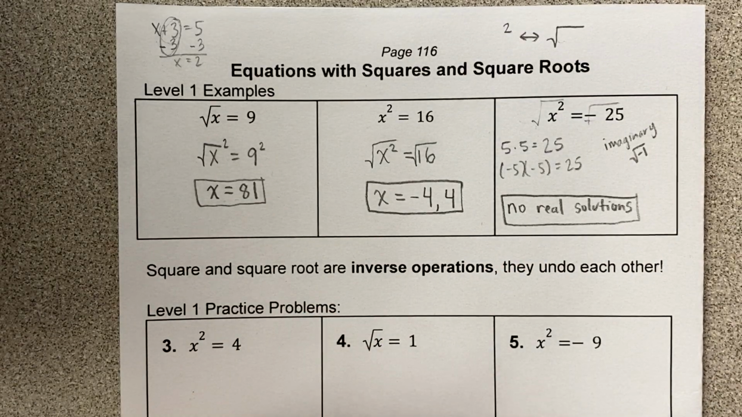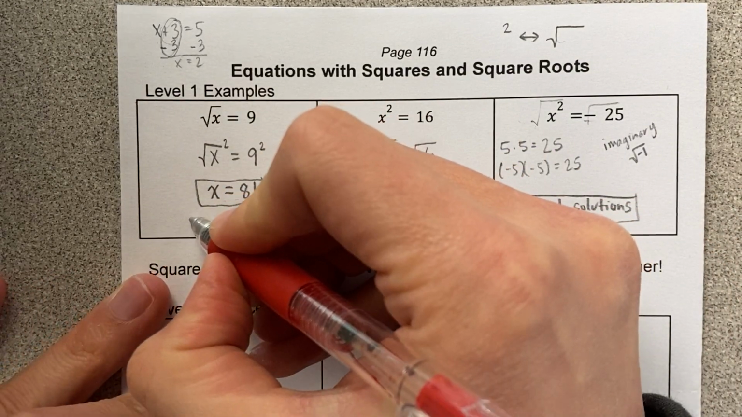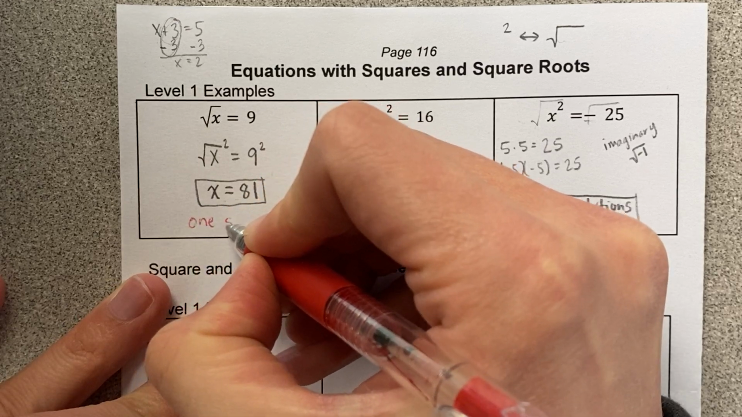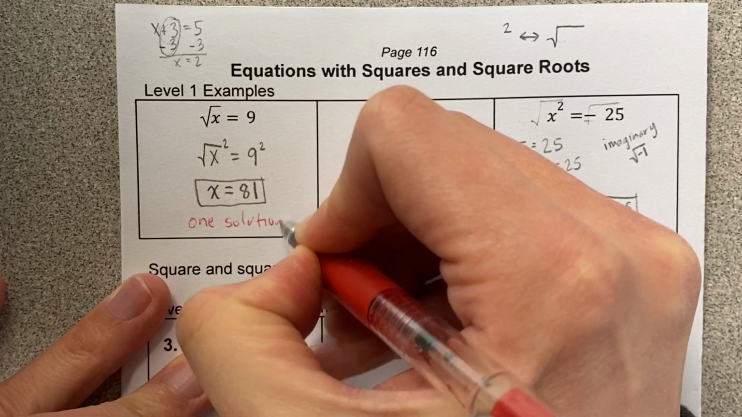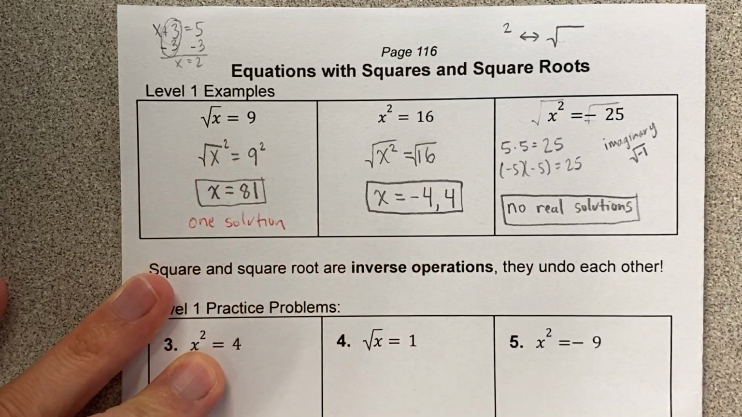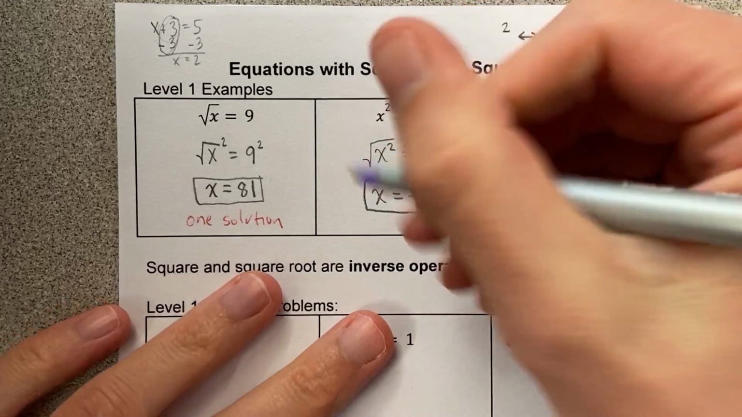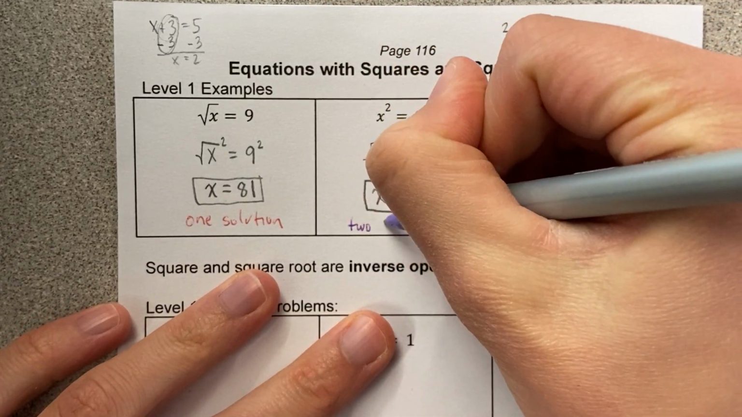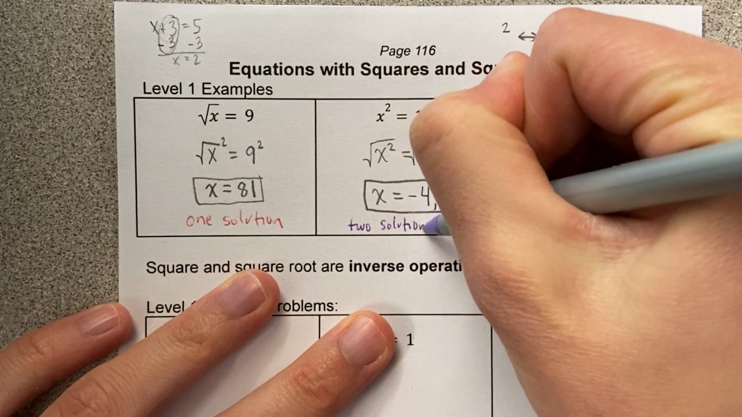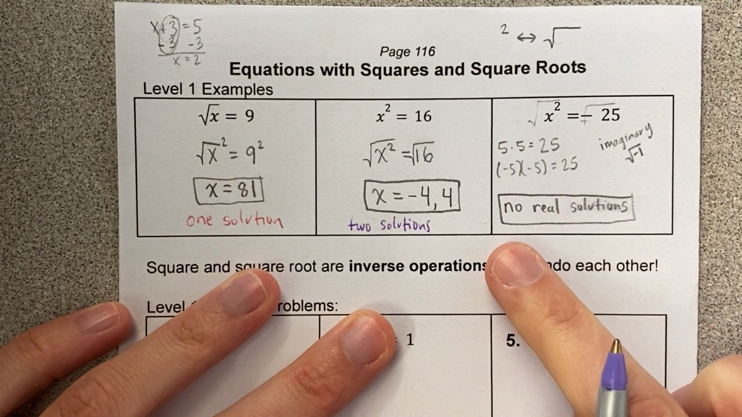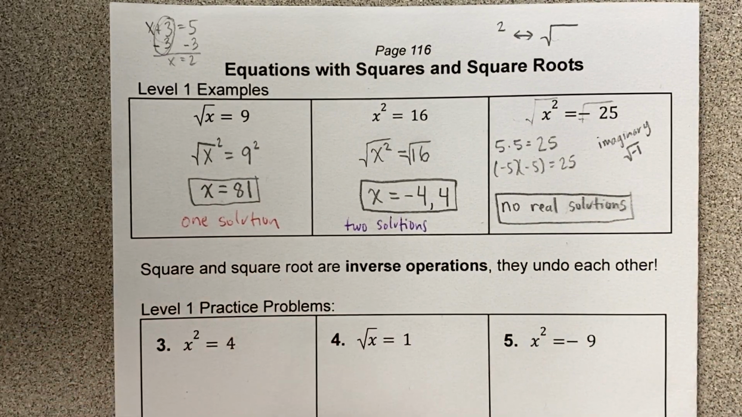So notice what's tricky about this is there's some possibilities. This one has one solution. When I just square a number, it's just 9 times 9, it's 81. That's one solution. This one has two solutions. And this one has no real solutions, okay? So this is kind of tricky.